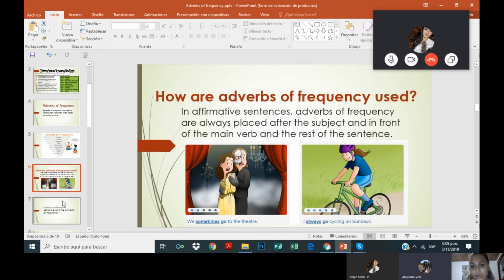How are adverbs of frequency used? In an affirmative sentence, adverbs of frequency are always placed after the subject and in front of the main verb and the rest of the sentence. For example, I always go cycling on Sunday. This is the adverb of frequency. Or we sometimes go to the theater. This is the adverb of frequency, sometimes and always.